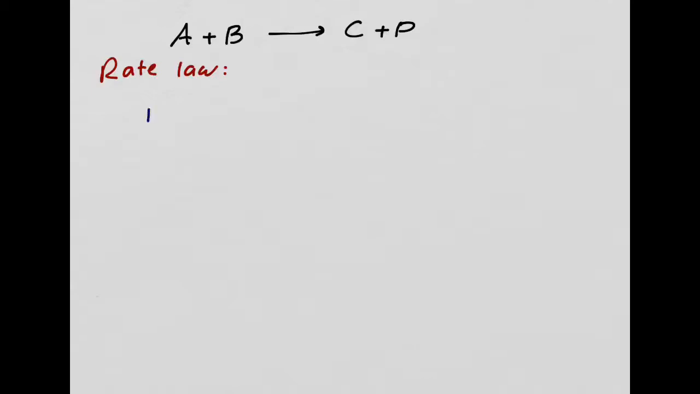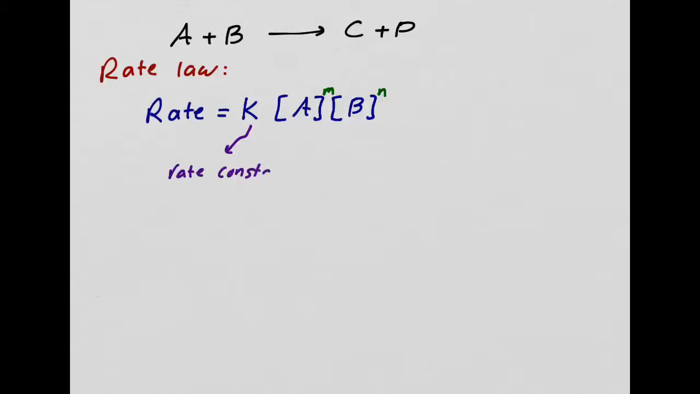Good. So rate is going to equal K times the concentration of A to the power of M times the concentration of B to the power of N. Now, what is K? K is the rate constant. Now, a couple things I need you to remember for K.